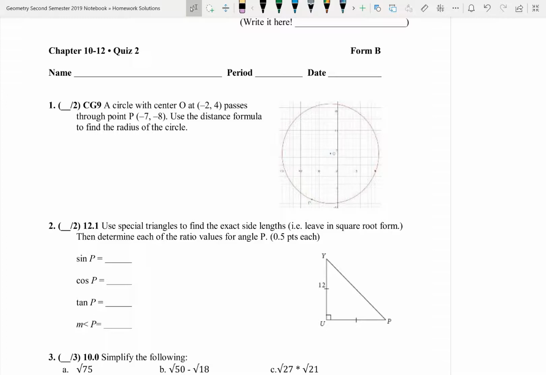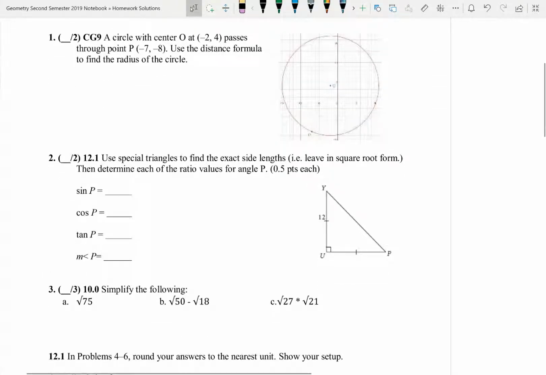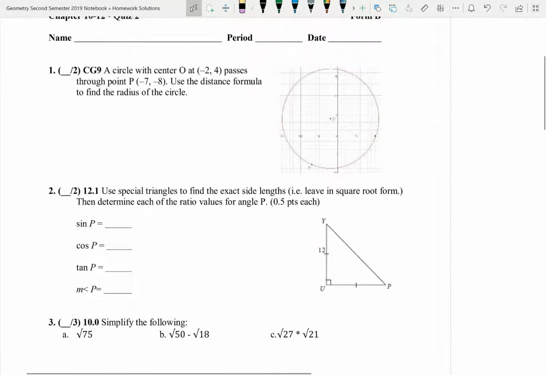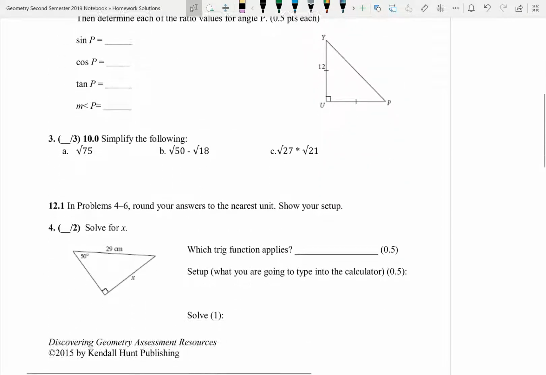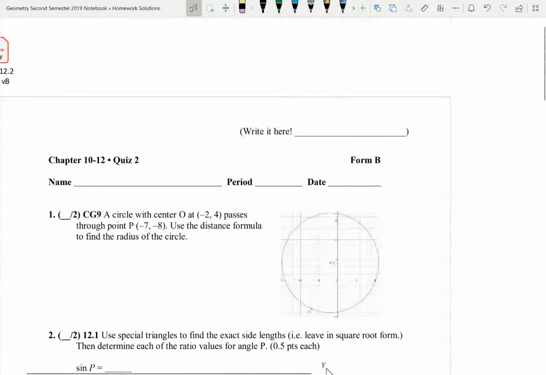I'm going to do the yellow version, that'd be version B. And if you have version A, the problems are the same. The numbers have changed and the order of some of the problems is different. Stick with me. And the problem that I need help on, we'll definitely get to.